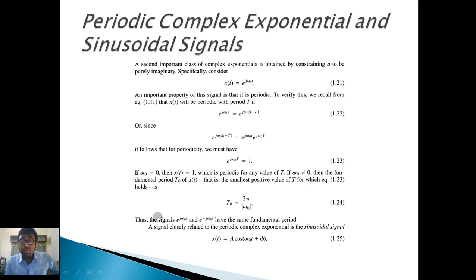Now what you have gained from this is that the signals e to the power j omega 0 t and e to the power minus j omega 0 t have the same fundamental period. That's a very important factor. A signal closely related to the periodic complex exponential is the sinusoidal signal. Basically, a periodic complex exponential signal is related to a sinusoidal signal. It will be described in the next slide.